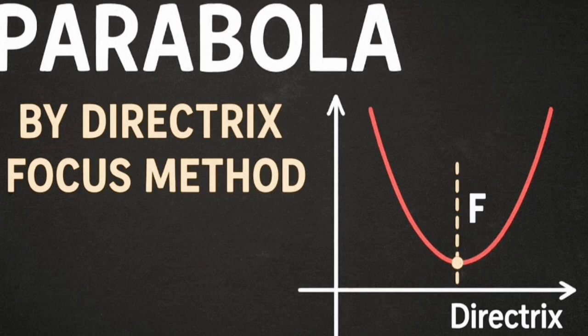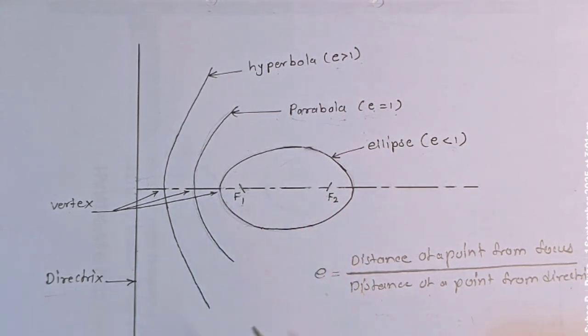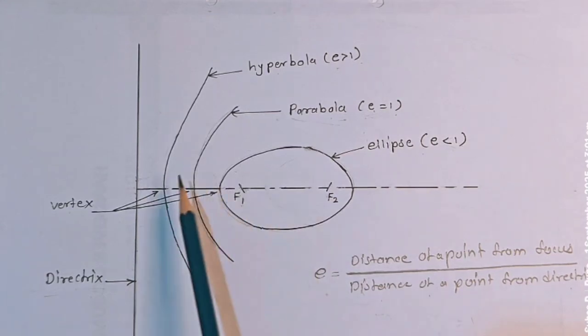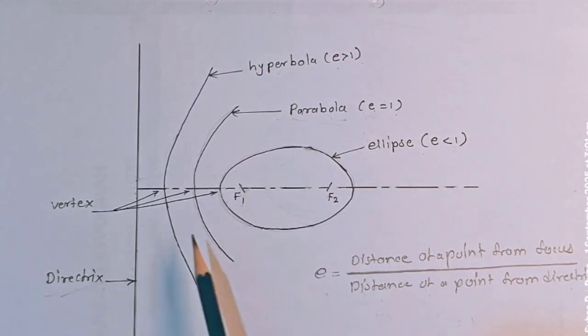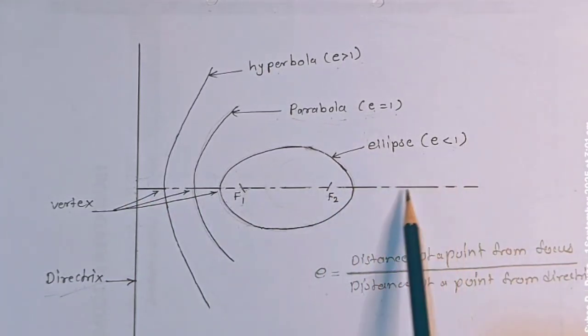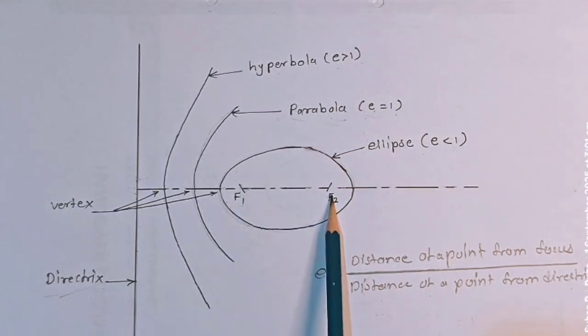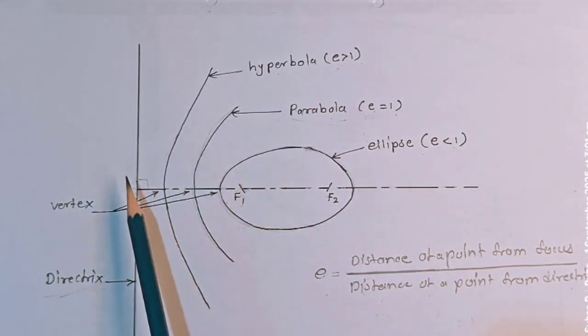Let's see. First term is focus. Fixed point is known as focus. Second term is directrix. Fixed straight line is known as directrix. The straight line which is related to the curve is known as directrix. Third term is axis. The line which is always passing through focus and perpendicular to the directrix is known as axis.